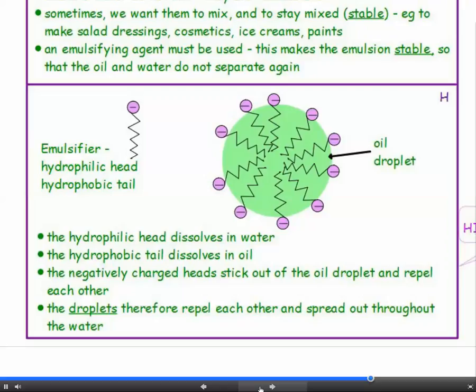dissolves in oil. So you can see that when there's oil present, the tails stick themselves in the oil and the heads poke out. Now, the negatively charged heads stick out of the oil droplet and they repel each other because like charges repel, which means that the droplets therefore repel each other and they spread out throughout the water and they stay spread out.